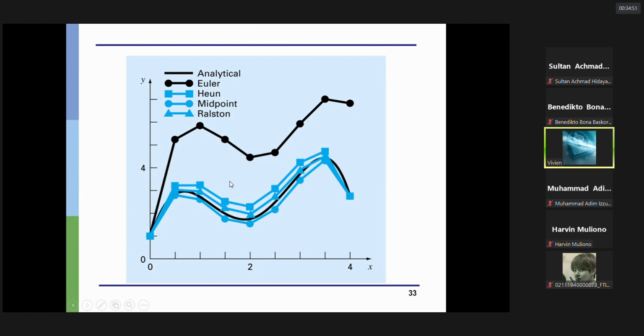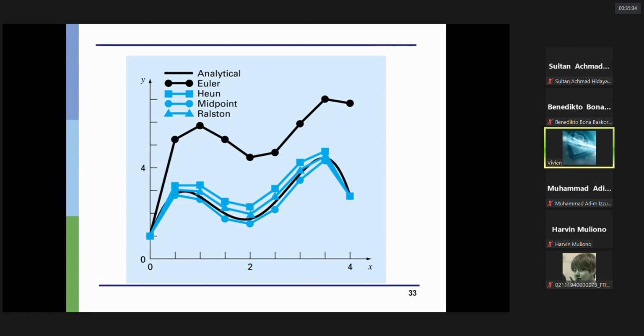We can see here that in this case, probably the best will be the midpoint or perhaps the Ralston method. But in general, we can see that all of these three methods give approximately the same level of error. So these are all second-order methods.